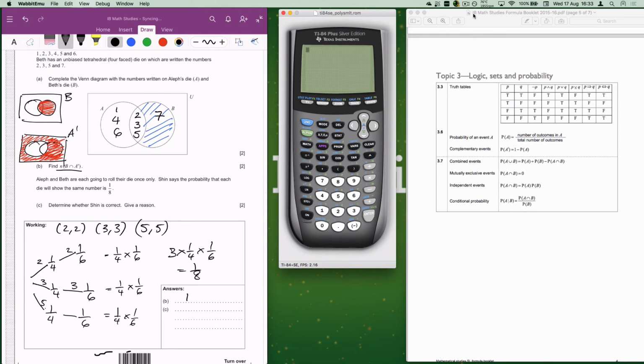So he is correct, because there are only 3 possible outcomes, and out of a total possible 24 outcomes, I believe. Okay, so the correct answer is yes. Shin is correct, and he is correct because we've shown that if we were to roll this, we would have to get this result here.